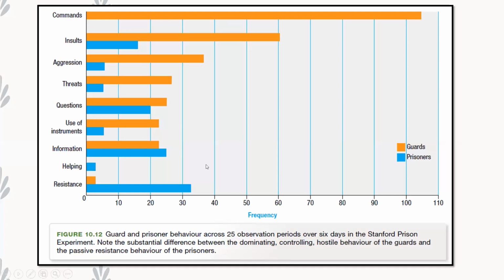As you can see here, in terms of the behavior, the orange bars represent the guards and the blue bars represent the prisoners. In terms of the commands, almost all of the commands are being given by the guards, whereas the prisoners are doing no commands because the prisoners don't have that power to command people around. Almost all the guards are giving the insults there. A few prisoners were trying to insult the guards, but not all of them. A lot of them became submissive. You can see how the different types of behavior manifested themselves in that experiment. That's just some information. You don't need to memorize that bar graph or anything like that, just for your own information.